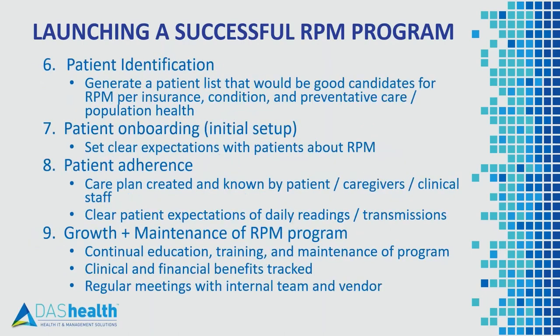And then comes the part of the rollout where patients get involved. So first is going to be patient identification, right? You're going to want to generate a patient list that would be good candidates for RPM, thinking of things like insurance, condition, maybe the preventative care or population health care that they receive. You may also want to consider a process for potentially flagging patients as RPM candidates when they have upcoming appointments.